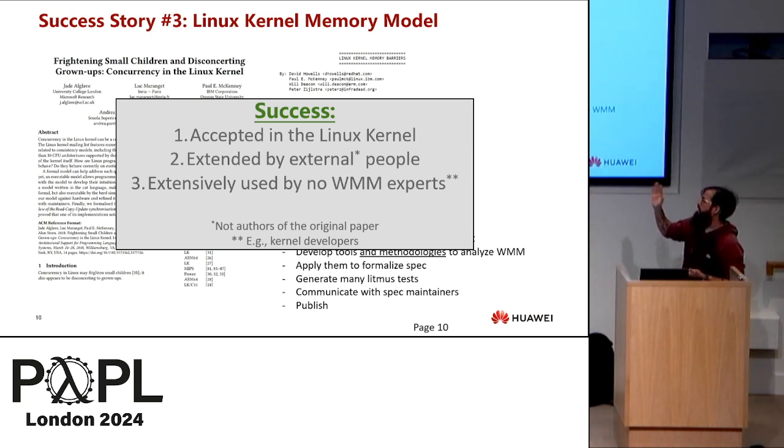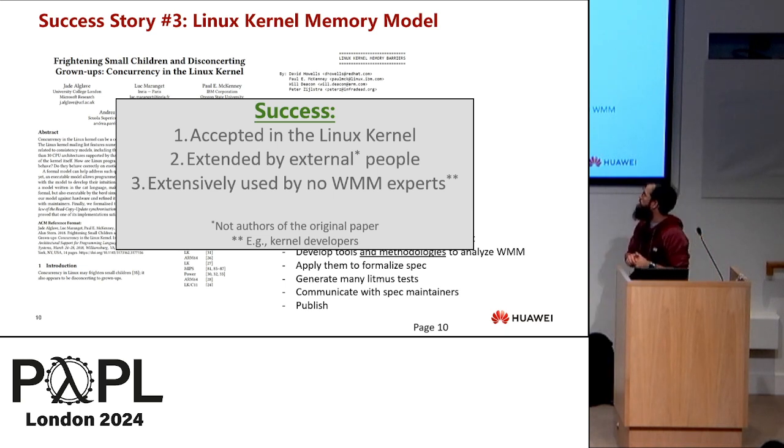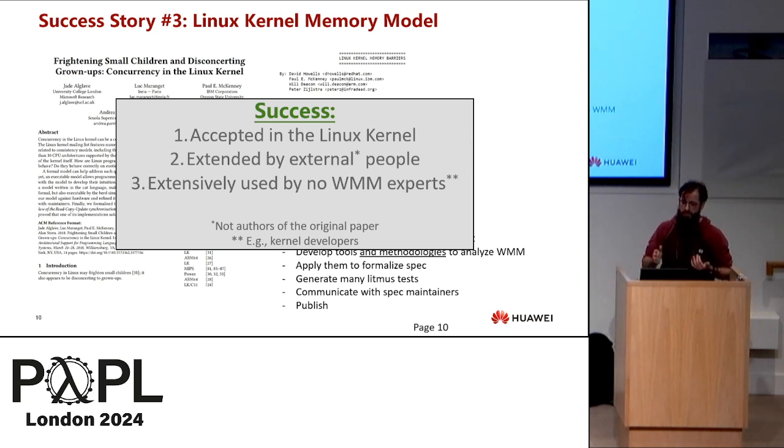And probably for me, the main win of this is that this memory model has been extensively, for whatever extensively means, used by people who might not necessarily be experts in weak memory models. So a lot of kernel developers, if you take a look at the Linux kernel mailing list, every now and then you're going to see developers saying, oh, there is some problem with this code, and here is the small litmus test that I ran with Herd, and this is what Herd says. So I think this is a big success.